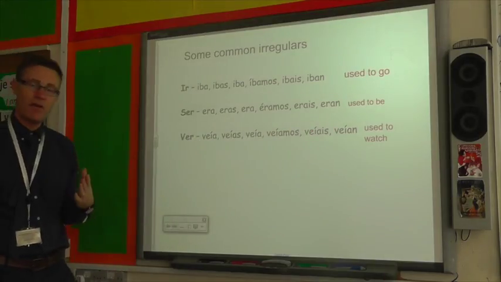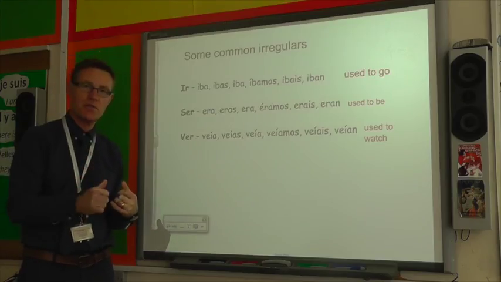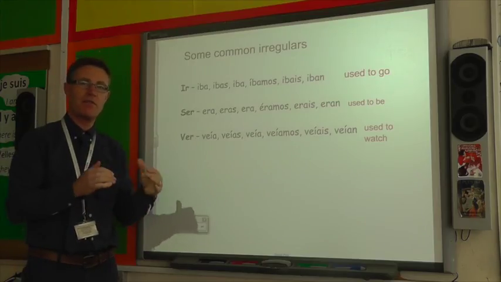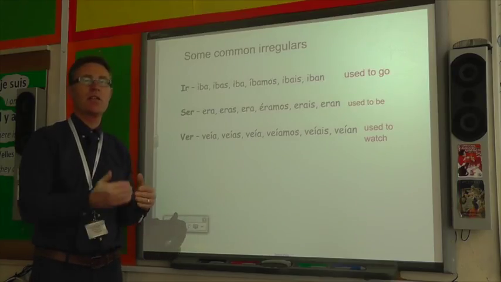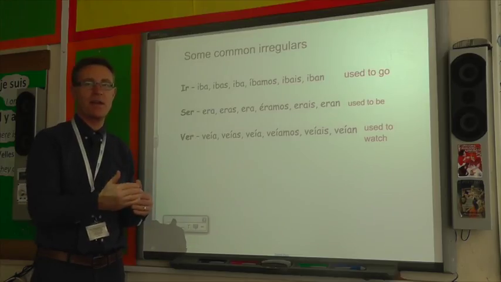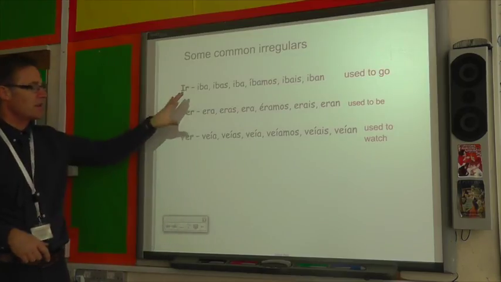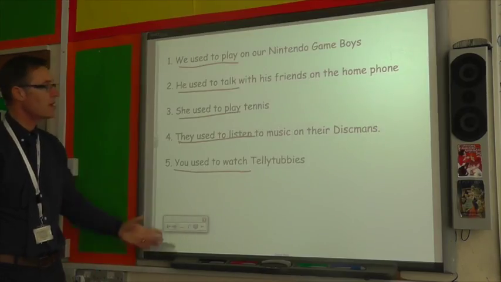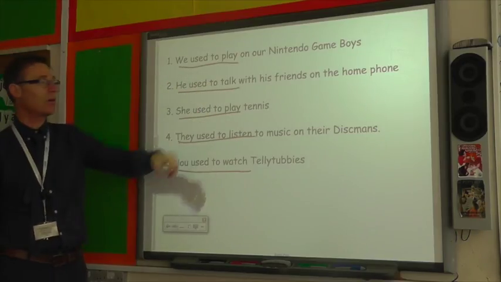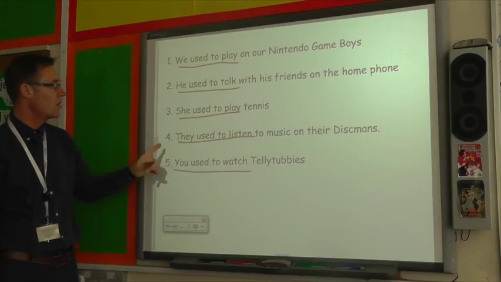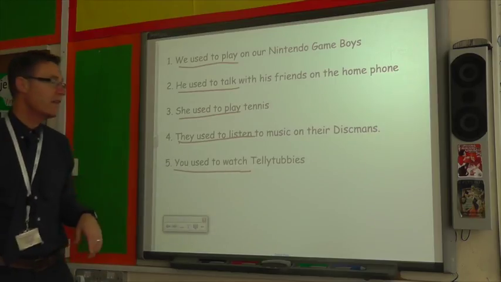So, very briefly, it's very simple to form the imperfect tense in Spanish. First of all, we have to find our infinitive, take away the ending to get our root word, and then we add the appropriate verb ending for I, you, he, she, we, you, and they. Some exceptions. So I'll leave you with a couple of examples for you to do. We used to play. He used to talk. She used to play. They used to listen. You used to watch. Okay, so I'll leave you with that.